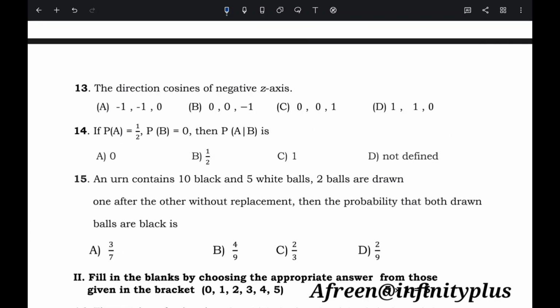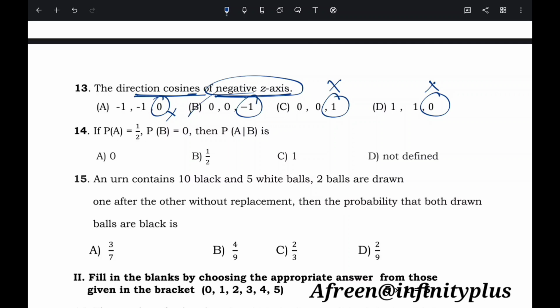Next question, we have the direction cosines of the negative z axis. You can observe from all the options here, the z axis component. This is 0, so this is not the answer. This is positive, this is not the answer. This is also 0, not the answer. They are asking for the negative z axis. Yes, B is the option for this question.